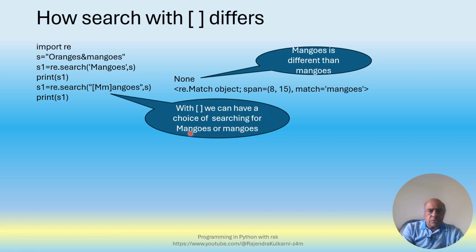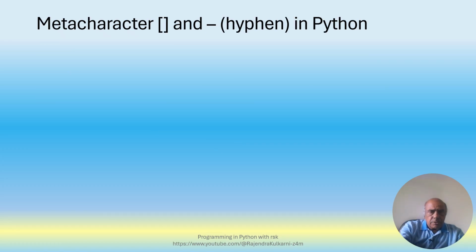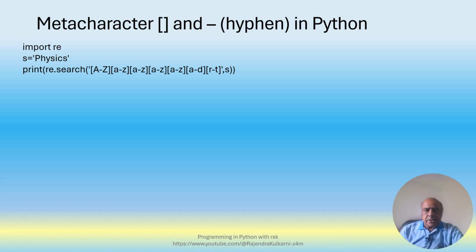We have a choice of searching for mangoes with M capital or mangoes with M small cap. Then there is a meta character hyphen in Python. This character used with square brackets gives us a different kind of functionality, using which we can have a very good and detailed search in a given string.